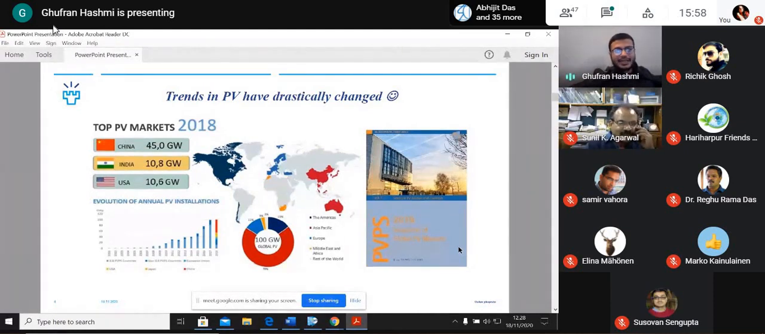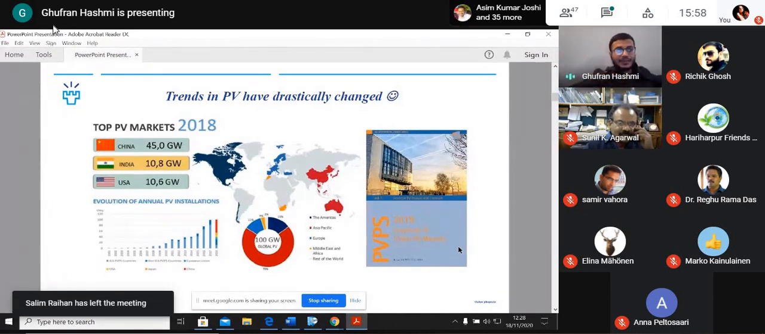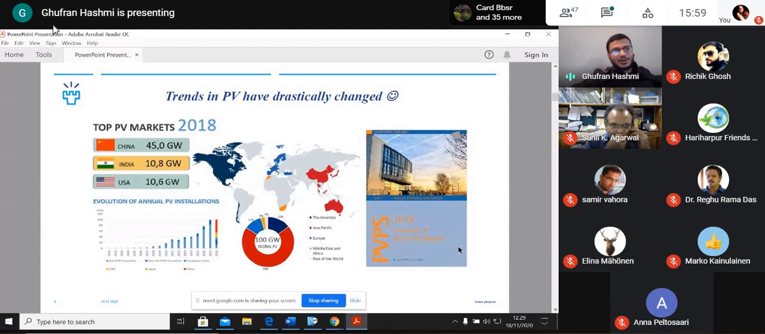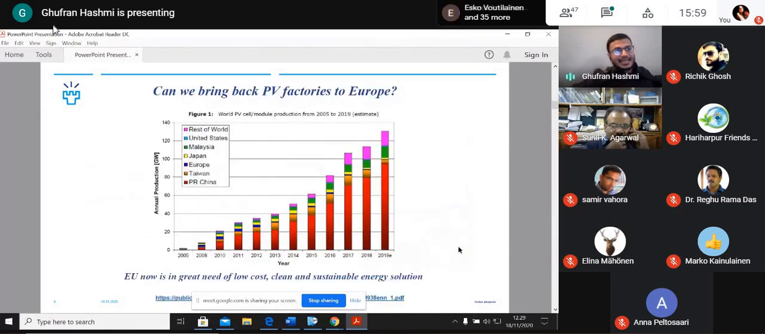So we all know that the trends in PV manufacturing have drastically changed, and now China and, I would say, manufacturing has shifted from Europe more towards Asia. Of course, China, India and the US are becoming the emerging players. Because I have been residing in Europe for more than a decade, for example in Finland, as a small country, you wonder whether we can somehow bring back all these factories that were producing both panels and solar cells.